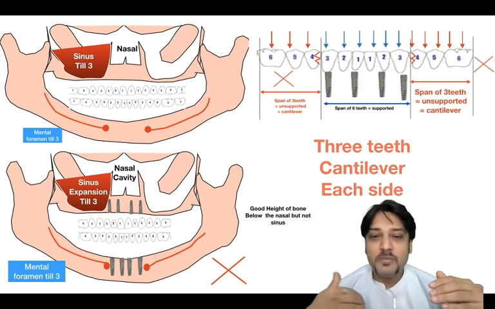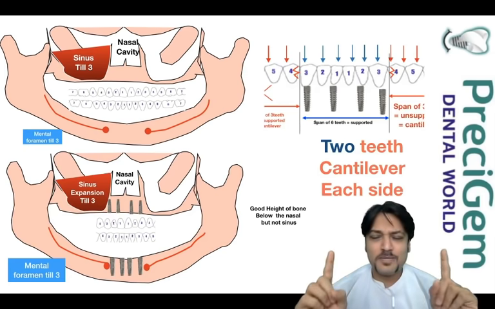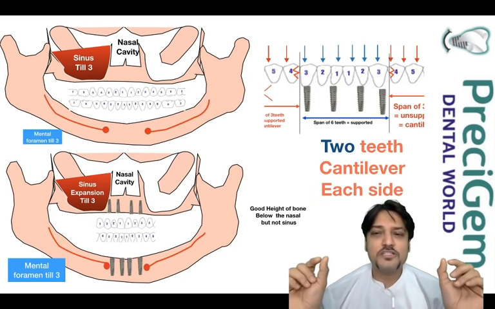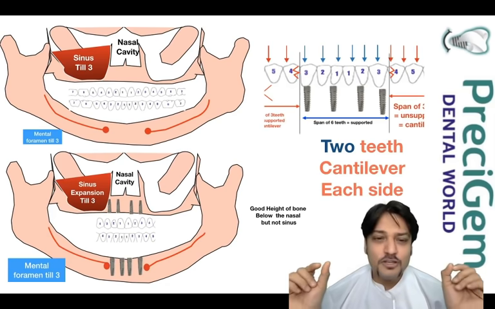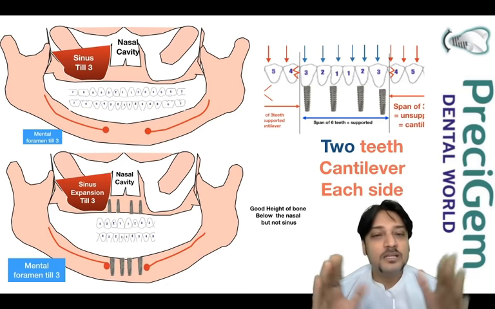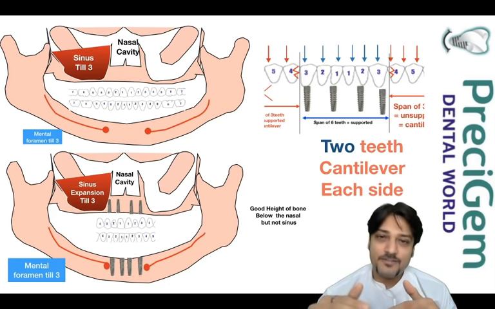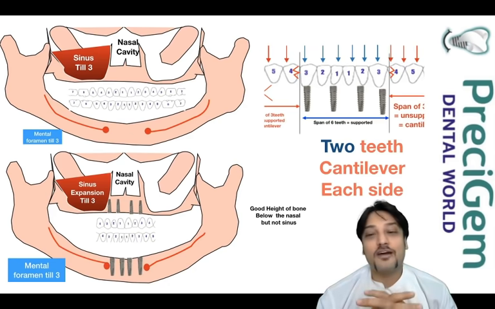The second option being, instead of giving a 3 teeth cantilever, reduce the segment and go ahead and place straight 4 implants and reduce the segment to 2 teeth cantilever. So only 2 teeth will be there. So the number of teeth the patient will be having will still be fewer, and this is definitely going to compromise on chewing. Definitely. So still this is not a really great option, which I will never do.